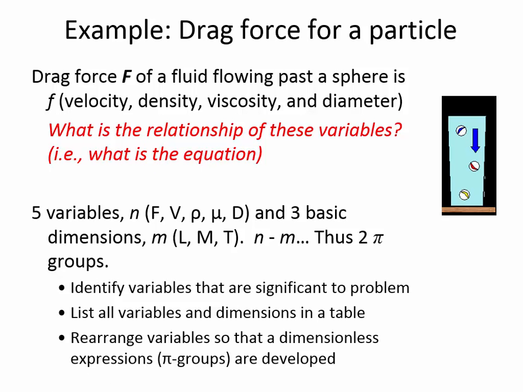So the process we'll follow is we've already identified the variables that are significant. We're going to put a table together that lists the variables and the dimensions that correspond to them, and then we'll go through a process of combining groups together until all that's left are combinations of the variables that have no dimensions, so dimensionless groups.